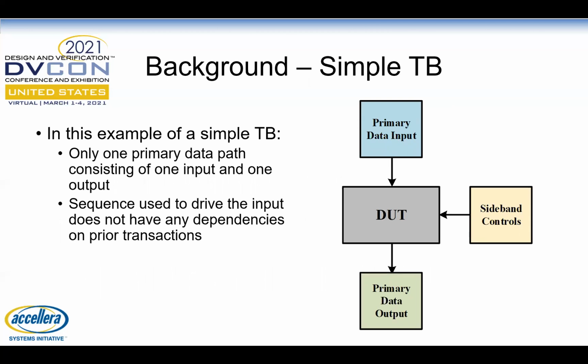Developing constraint random stimulus is usually straightforward for designs like this one, which consist of a single pipe where there is one primary input interface up top in blue and one primary output interface at the bottom in green, a register or control interface, and some miscellaneous sideband signals in yellow over here. Generating stimulus for this standard test bench is straightforward because the input stimulus has no dependencies, such as the current state of the design, and it does not have to take into consideration other data inputs.